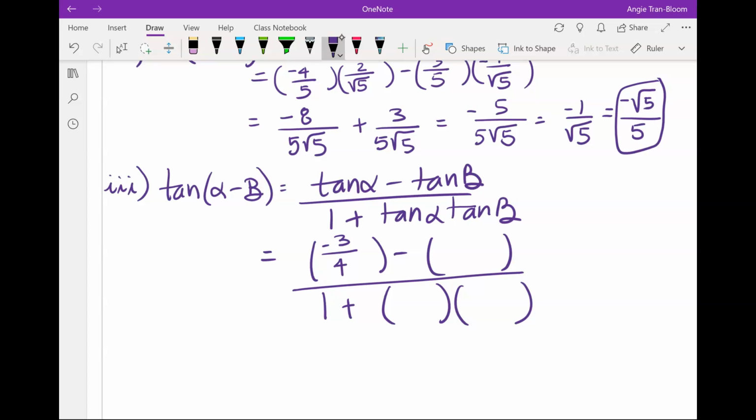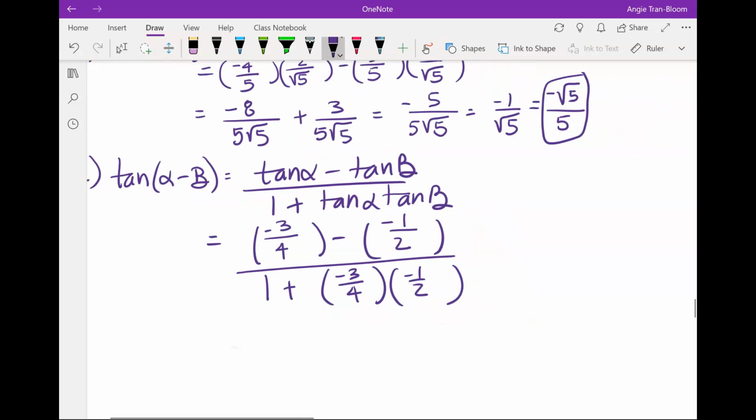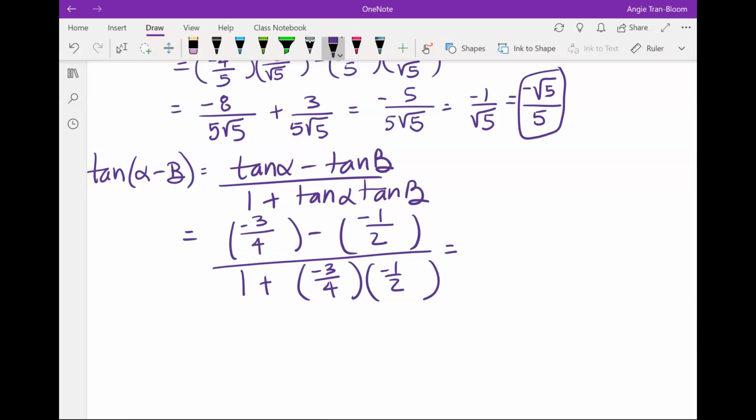Tangent of beta. Matt, what's tangent beta, hon? Negative 1/2. Agree, disagree? Now that I have all of the stuff, on the bottom is exactly the same two set of values. On the top, common denominator or no? At some point, right? So negative 3/4, a negative and a negative is now a positive. I need to make that into a common denominator of 4, so on the top, 2 over 4. I will leave that for now.